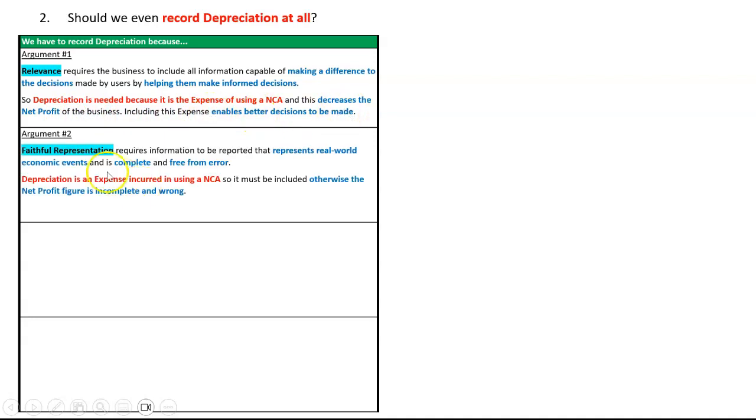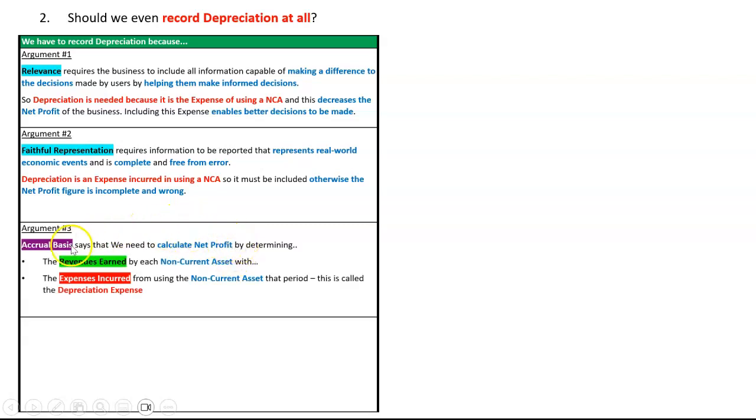We could also say argument number 2 is faithful representation. All the information you publish in your financial statements must represent the real world. So because depreciation is an expense in using a non-current asset, if we didn't include it, our numbers would be incomplete and wrong. So we have to include it so our figures are complete and correct. So they're qualitative characteristics. We could also use a couple of accounting assumptions. We could use the accrual basis. It says we need to calculate the net profit every period by determining the revenues earned by the non-current asset, and then we need to match that with the expense incurred from using the non-current asset, and that is what we call the depreciation. So we cannot fulfill the accrual basis without depreciation, so we need to calculate it.